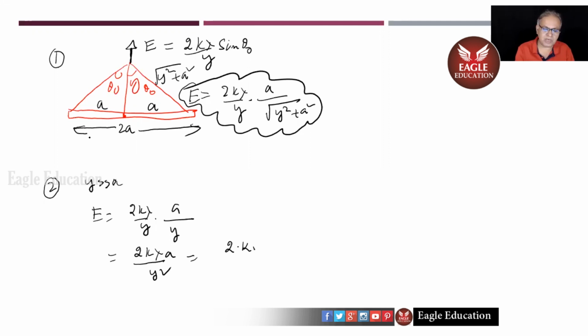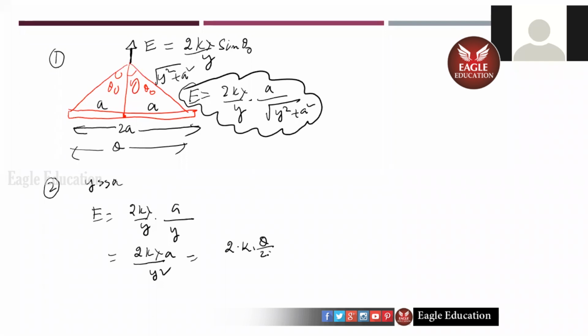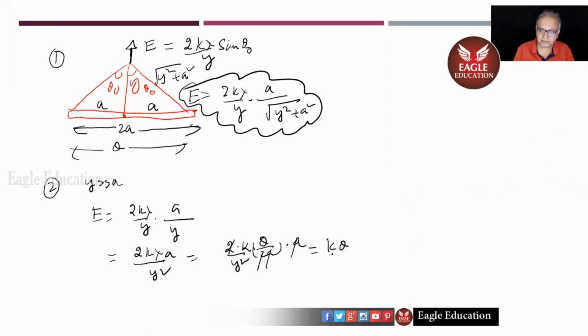Which is nothing but 2 into k into lambda. If the total charge is q, for example, tell me what is lambda? Q by L, that is q by 2a. So 2k lambda a becomes 2k times q by 2a times a by y square. So what do I get? Tell me, how does it look? If you say something from here, I will know that you are following. I did not hear anything from any of you.